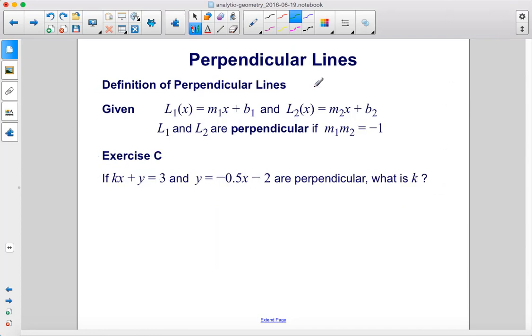Definition of perpendicular lines. Given that L1(x) = m1x + b1 and L2(x) = m2x + b2, L1 and L2 are perpendicular if m1 times m2 equals -1.